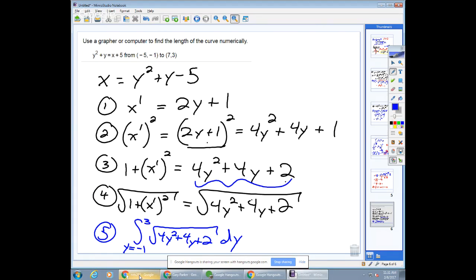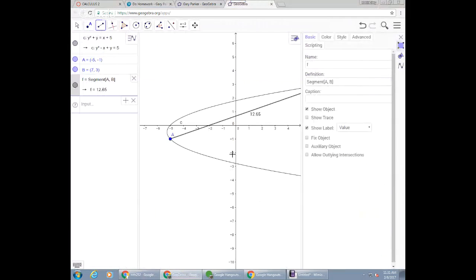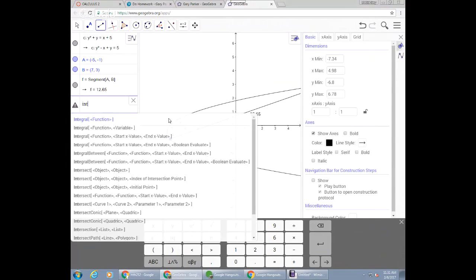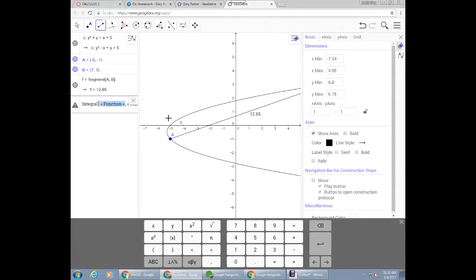I'm going to rewrite it as x's. GeoGebra wants x's when it does it. It's going to be the same length, so it doesn't matter. So I'm going to go int, function, start value, end value. My function is that square root function. So I have to type sqrt of 4x squared plus 4x plus 2. So that's my function that I'm integrating across, and I'm doing it, tab, from -1 to 3.